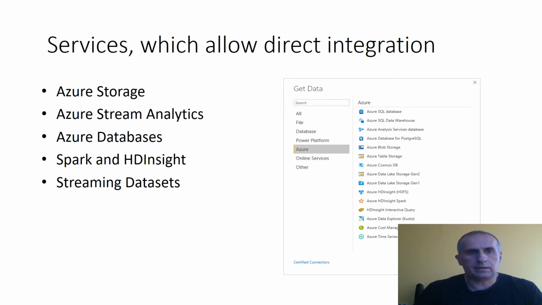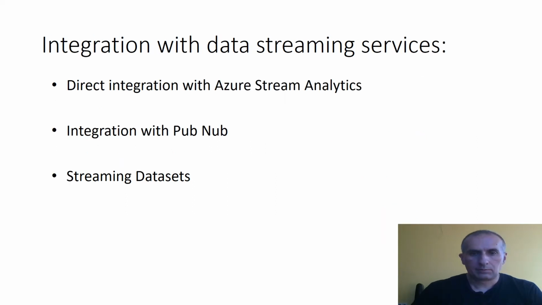Power BI can get data directly from Azure Storage, Azure Stream Analytics, Azure Databases, Spark and Edge inside, streaming datasets, but for many other services, it is challenging to make integration and we need to have some services or custom implementation in between. Probably one of the most interesting approaches is when we have integration between other data sources and Power BI via streaming datasets.